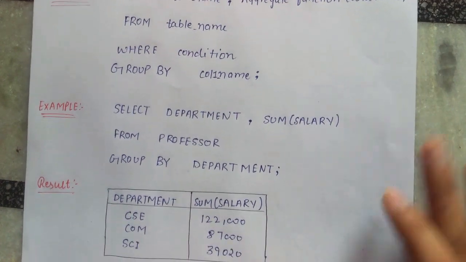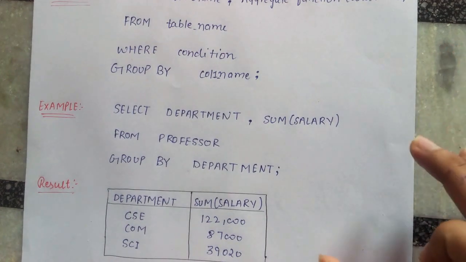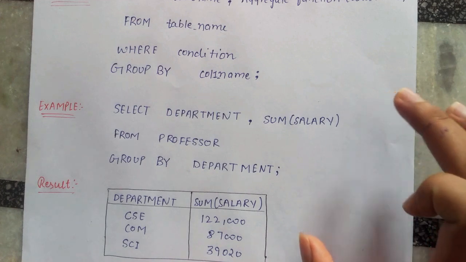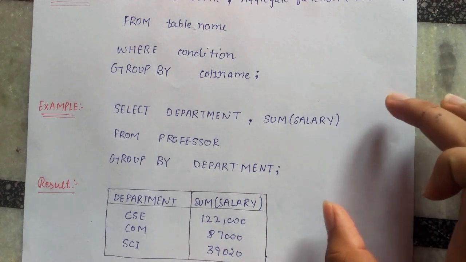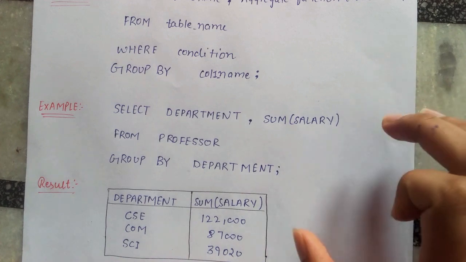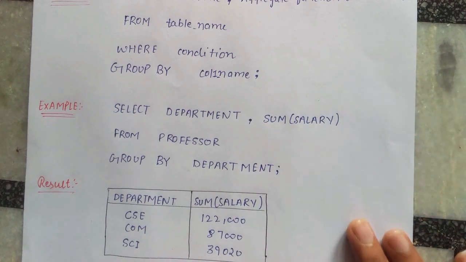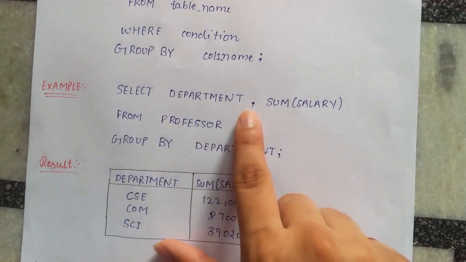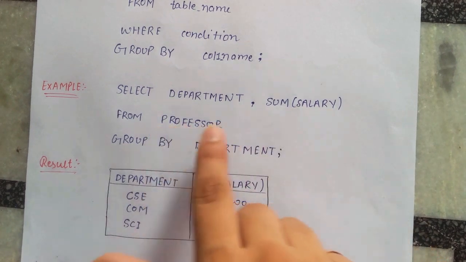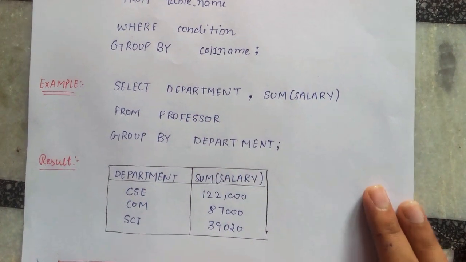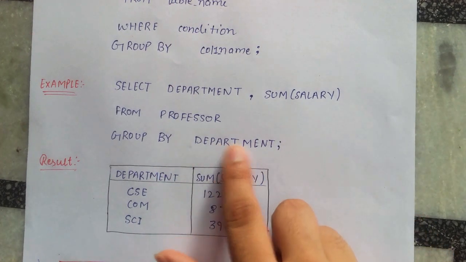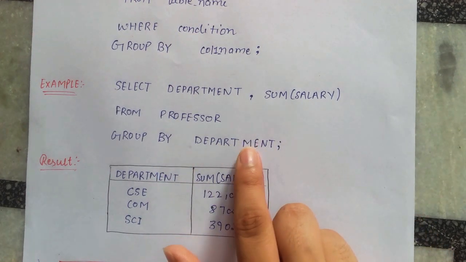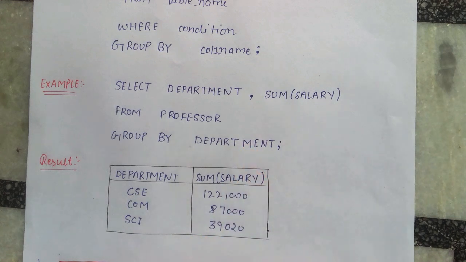Now I have written a query for finding the total salary of every department in the table, and I have made this query on the professor table that we discussed above. I've written: select department and the sum of the salary from professor group by department. So what will this query do? It will first group the table on the basis of department, so there will be three groups: CSE, commerce and science.